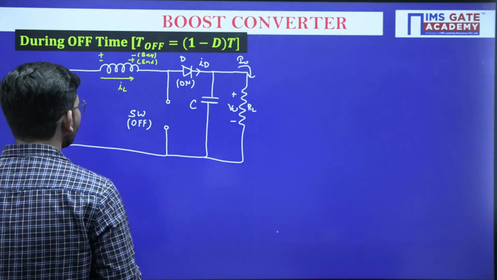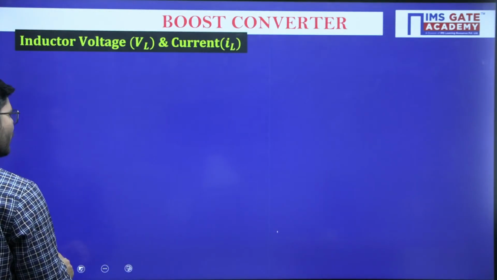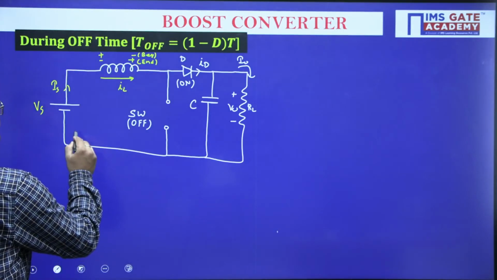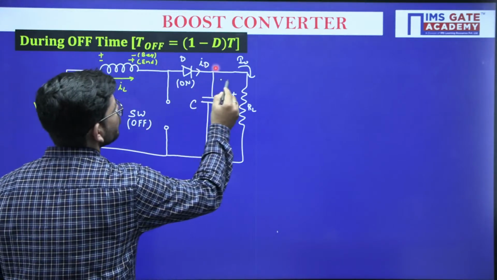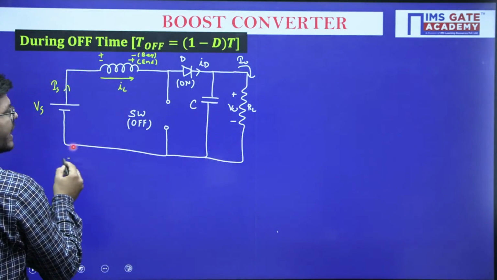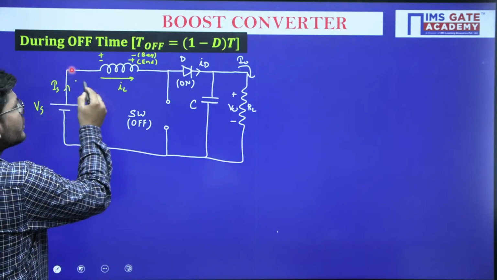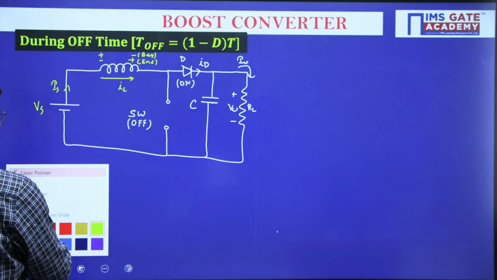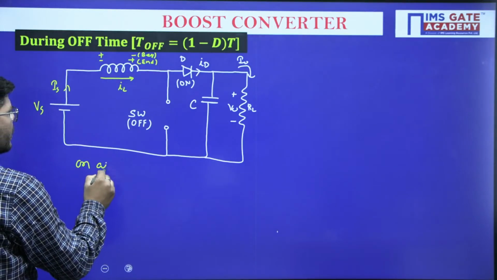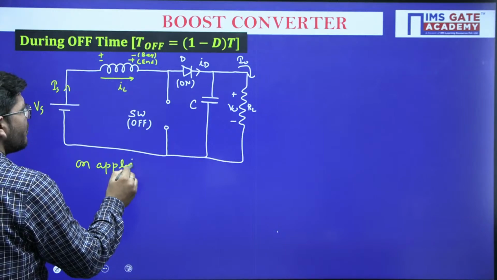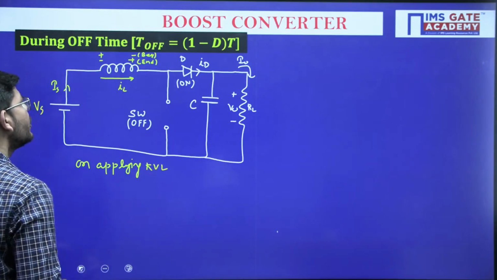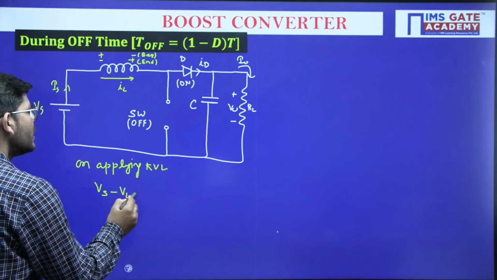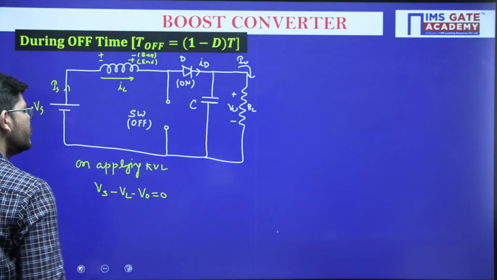Now, suppose we apply KVL here. Where do we have to apply it? Just see here: we have to apply KVL in the outer loop. Just see the path. On applying KVL in the outer loop, what are we going to get? We will get Vs minus VL minus V naught equals 0.